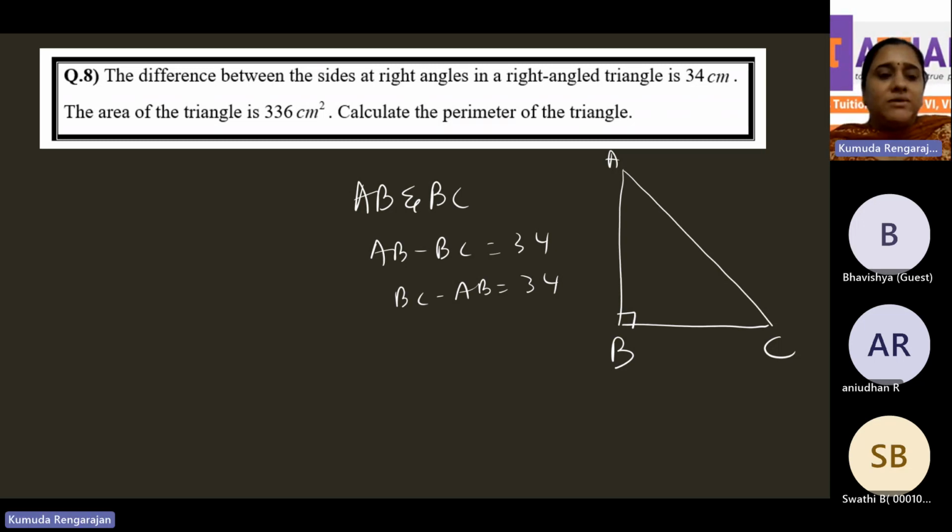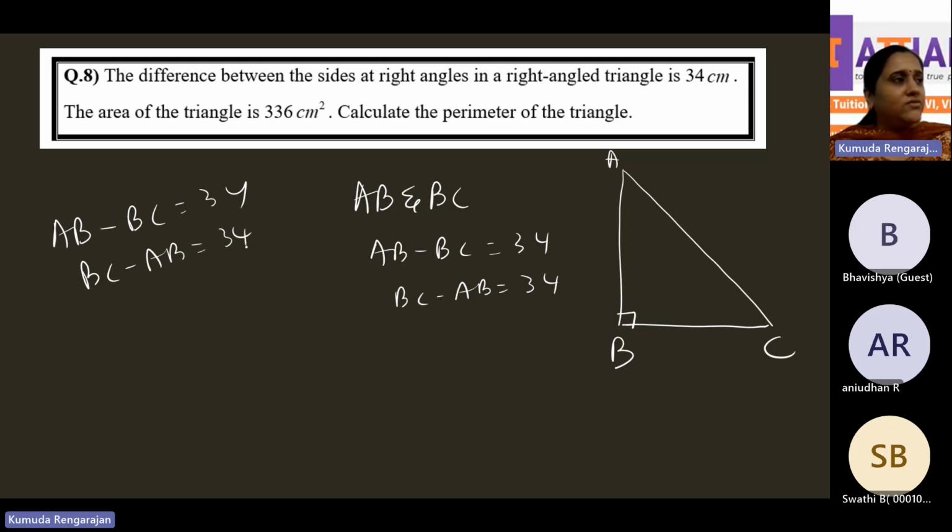Let me read it again. AB and BC are the sides at right angles. The difference between the sides at right angles in a right angle triangle is 34. That means you can write AB minus BC is equal to 34, or BC minus AB is equal to 34. Anything is fine.